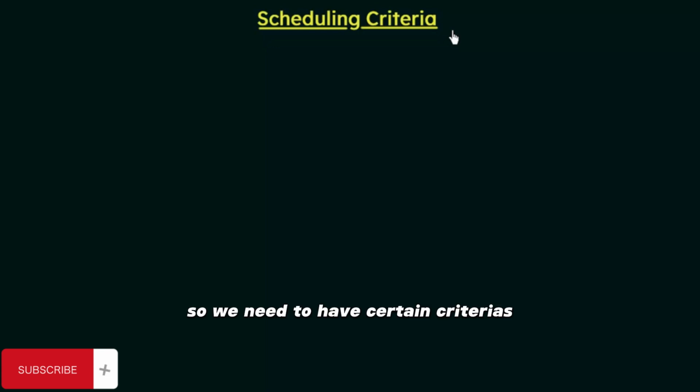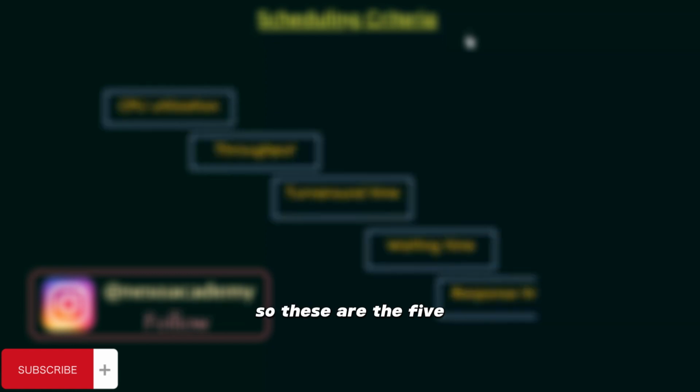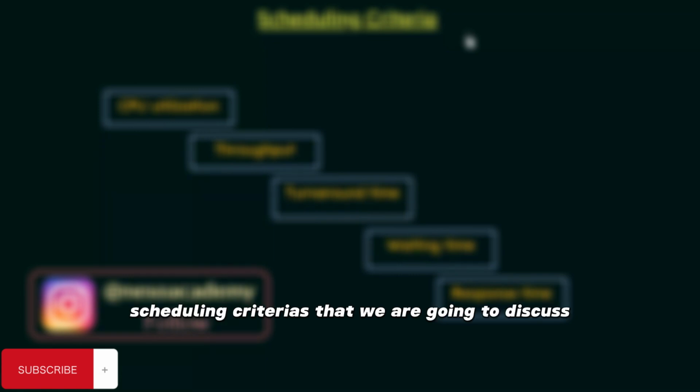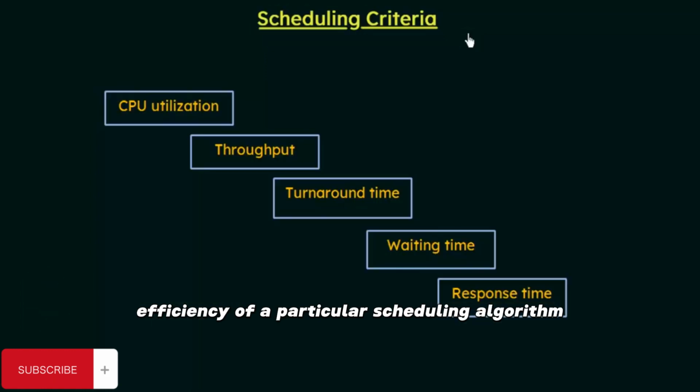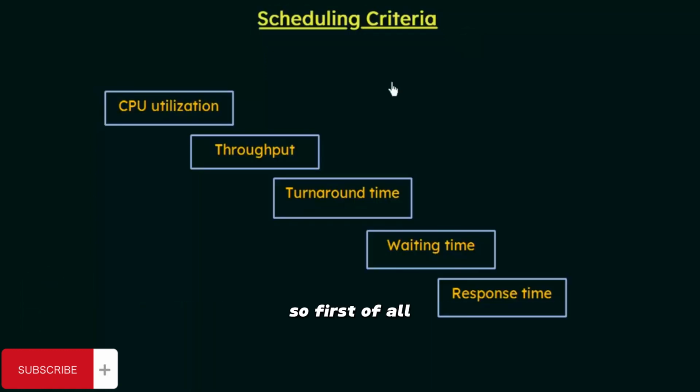So we need to have certain criteria based on which we can decide these factors. We will be seeing what the different scheduling criteria are in this lecture. These are the 5 scheduling criteria that we are going to discuss, and these criteria will help us to determine the efficiency of a particular scheduling algorithm. First of all, we have CPU utilization, then throughput, then turnaround time, then waiting time, and then response time.